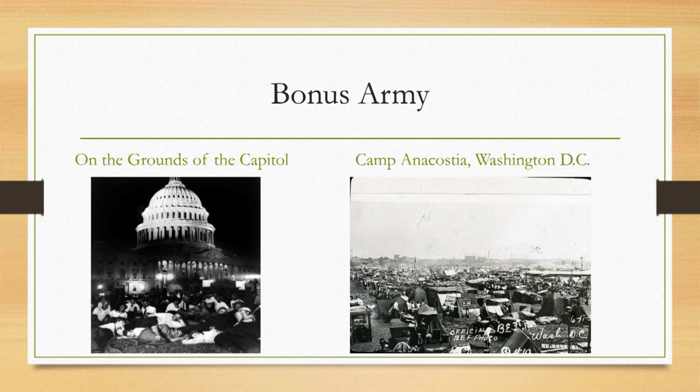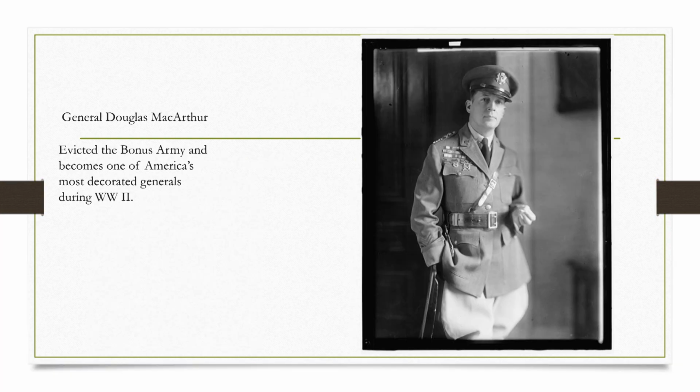There are some pictures of the Bonus Army. There they are on the grounds, sleeping outside the Capitol, and then it's Camp Anacostia in Washington, D.C. Here's a picture of General Douglas MacArthur, who becomes one of the most celebrated generals in the history of the United States during World War II, specifically in making the "I shall return" speech, and then returning to Leyte Gulf and defeating the Japanese.